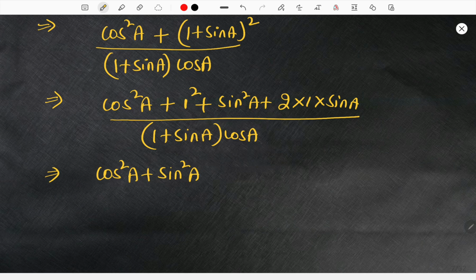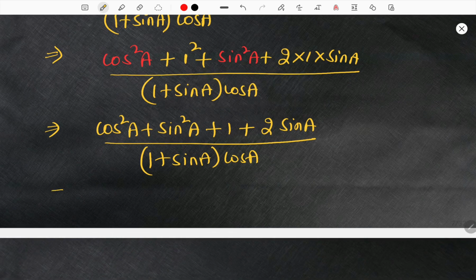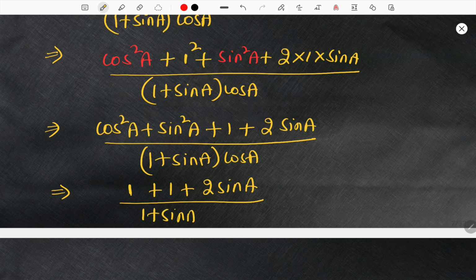So these two things are over now. This one and this one got over. Now 1 square means what? 1 only. Plus 2 into 1 is 2. Then it becomes 2 sine A divided by, let me write it as, (1 plus sine A) into cos A. Alright, so cos square A plus sine square A means what? 1. Then plus 1 will be there, plus 2 sine A is there. Divided by (1 plus sine A) into cos A.